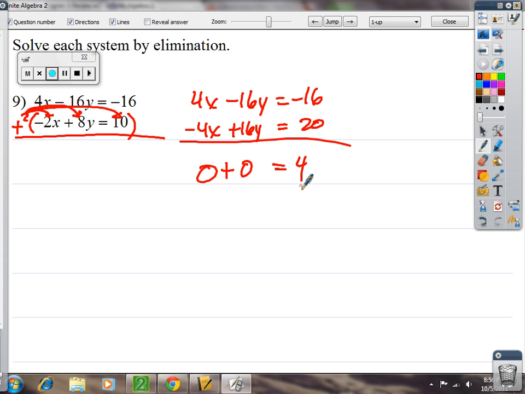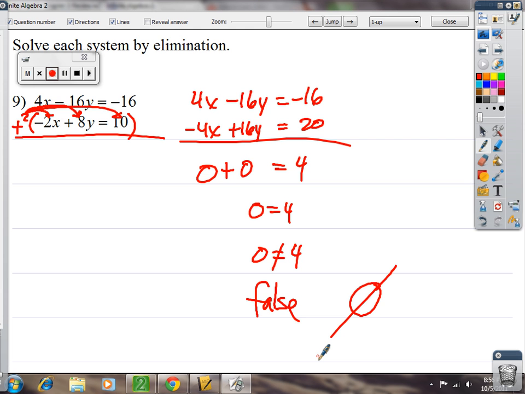So this is kind of weird, it's unusual. We're in weird territory, but let me look and see what's going on. I have 0 equals 4. And I know that 0 does not equal 4, so that is a false statement. And I know that this system must be parallel. So there is no solution. These lines are parallel, they're never going to cross. No solution.